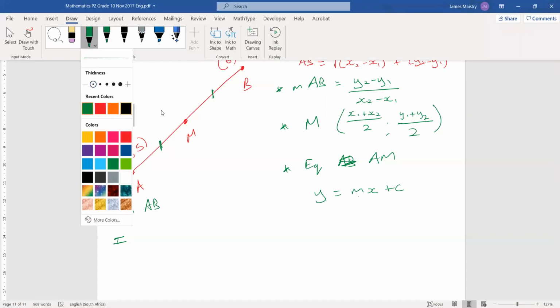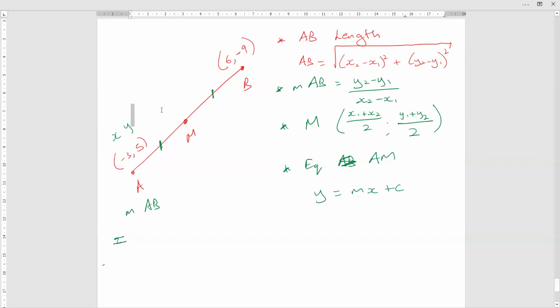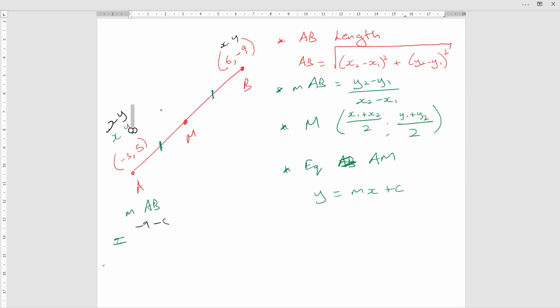Okay. So if we actually look at this, what would the gradient of AB be? Okay, there's my X and Y. So we would say the gradient of AB is -9 minus 5 all over 6 minus -3, which gives you 6 plus 3. And that gives you -14 over 9. Would you agree with that? Yes or no? Yes, sir.